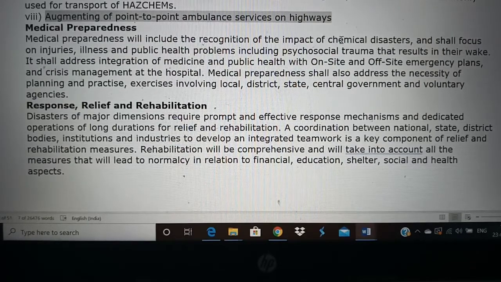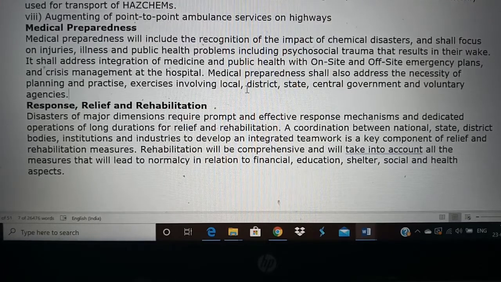Then medical preparedness, we already saw, there should be enough hospitals, and people should be provided immediate first aid, and then they should be referred to the nearest bigger hospital in case they are very sick. And even those who are not affected but who are exposed to the chemicals should be given adequate medical care. So the medical people should be prepared all the time. The emergency departments in the medical hospital should be prepared all the time.